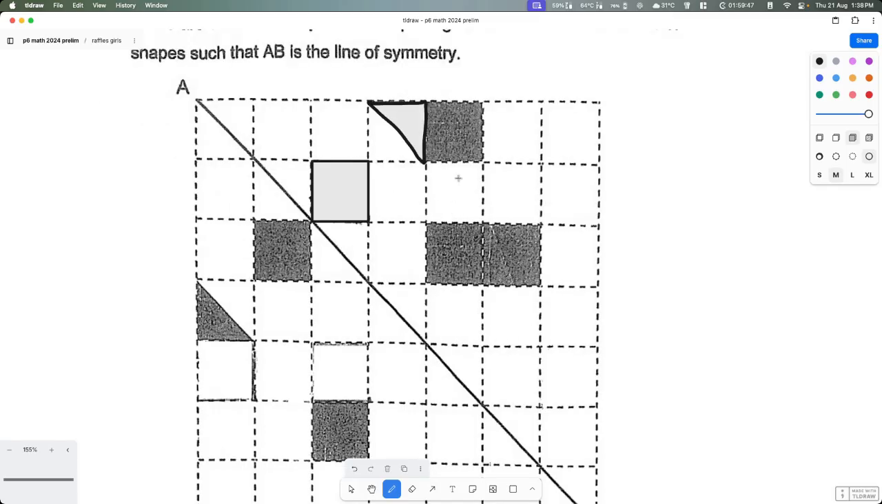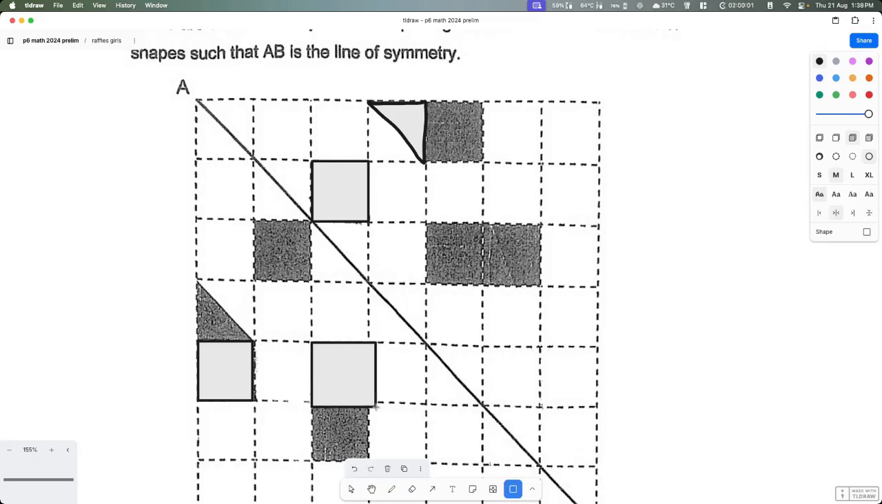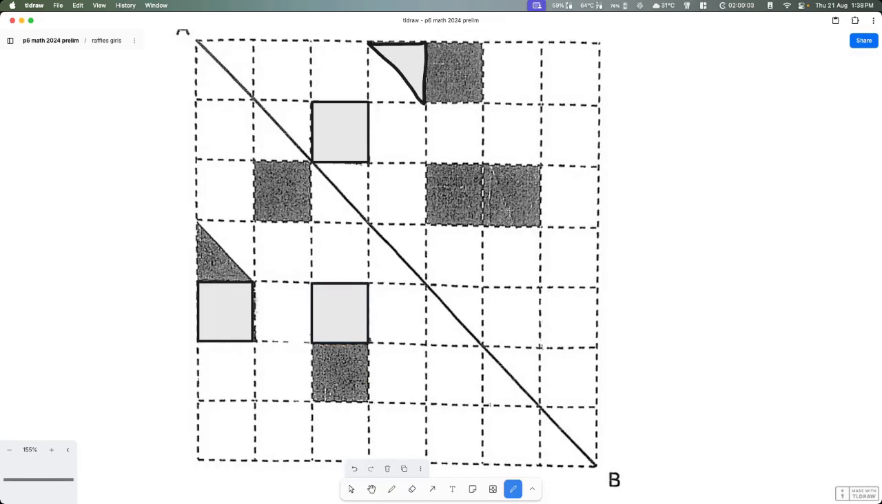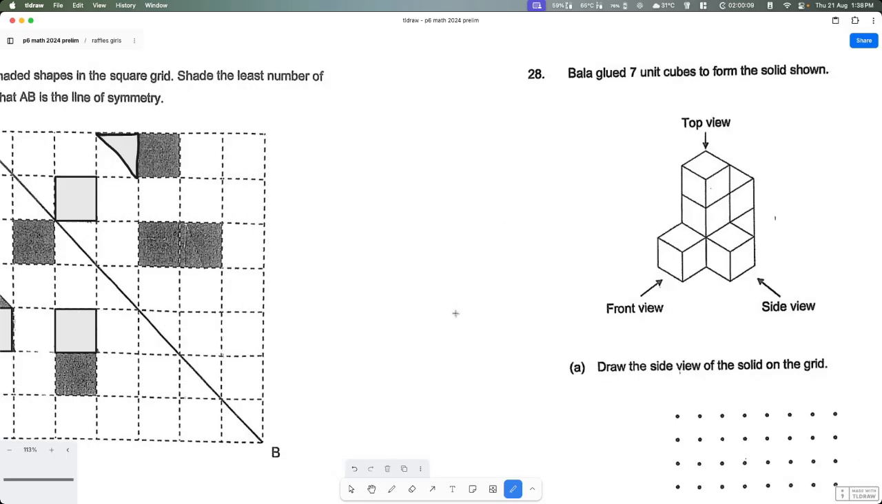Then the next one, we want to get half the other side over here. So this is the other side, so I'm going to draw another rectangle. Then the next one, you see, just diagonal again. Then the next one, there's no need. So that is how it should look. Okay, let's move on to the next question.